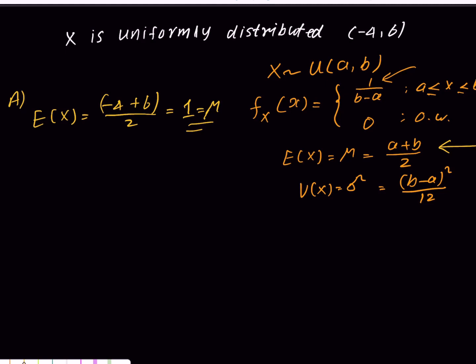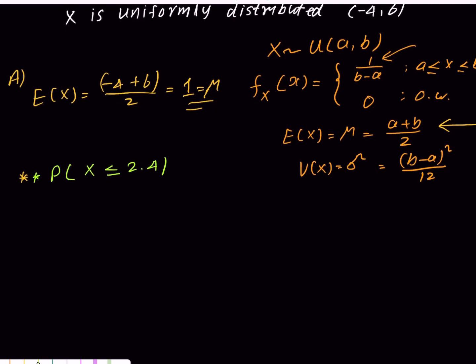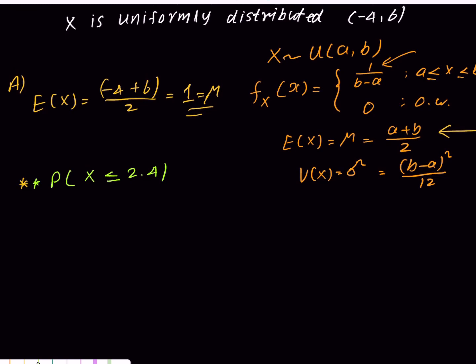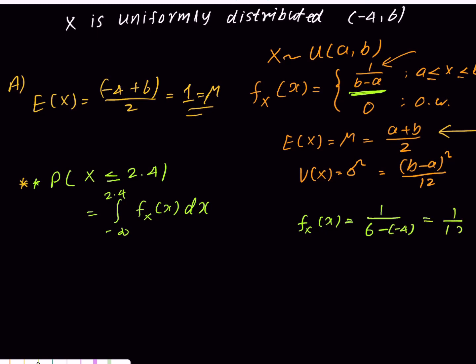Before I go to part B of this question, let me explain how to find the probability. As an example, let me say probability of x less than or equal to 2.4. Okay, how do we find the probability? So first, using integrals, right? Probability is always the integral from negative infinity to, in this case, 2.4 of f(x) dx. In our case, what is f(x)? f(x) equals 1 over B minus A, B is 6 minus negative 4, right? So that is 1 over 10.